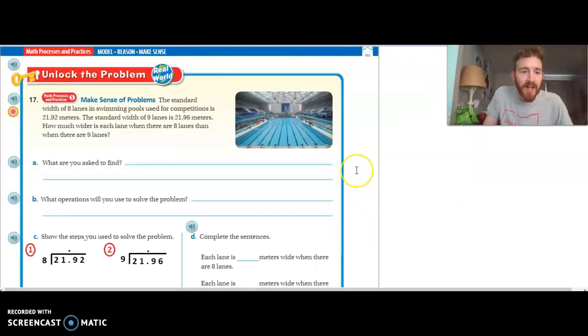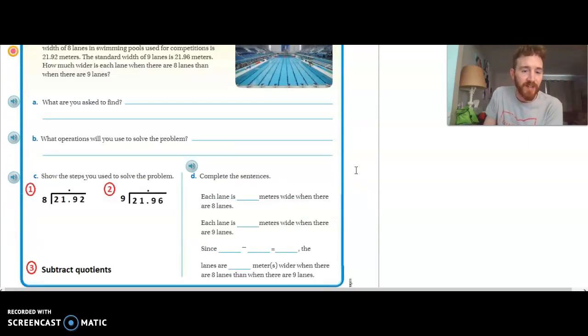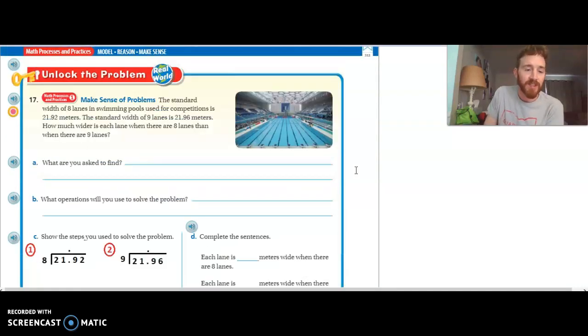This unlocked the problem. Here we have a situation where we have different widths of lanes in a swimming pool, and I've kind of set this up. This is another multi-step problem here. It says the standard width of 8 lanes in swimming pools used for competitions is 21.92 meters. So 8 lanes, 21.92, and then the standard width of 9 lanes is 21.96 hundredths. So they're telling us 2 different amounts. And the question is, how much wider is each lane when there are 8 lanes and when there are 9?